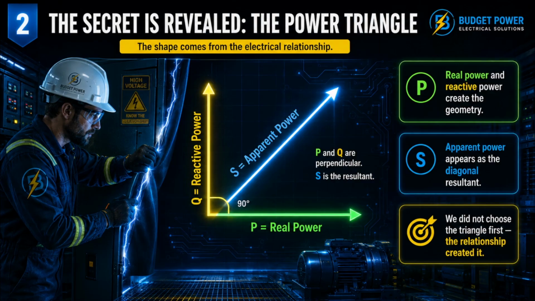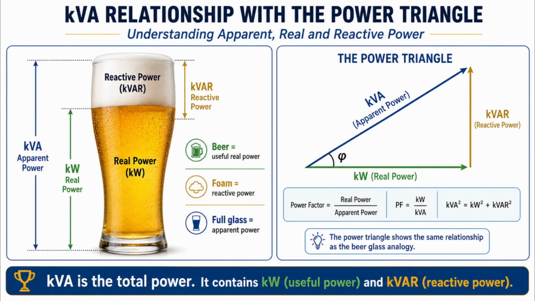So now the picture is clear. Real power and reactive power are perpendicular components, and apparent power is their resultant. That electrical relationship naturally creates a right-angle triangle. So the power triangle is not a chosen shape. The relationship itself creates it.